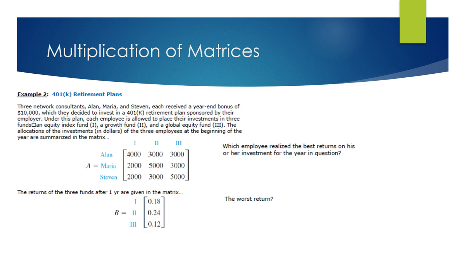So for this example here, there are 3 network consultants, Alan, Maria, and Stephen. Each received a year-end bonus of $10,000, and they decided to invest in a 401k retirement plan sponsored by their employer. Under this plan, each employee is allowed to place their investments in 3 funds. Those funds are an equity index fund, I, a growth fund, II, and a global equity fund, III.